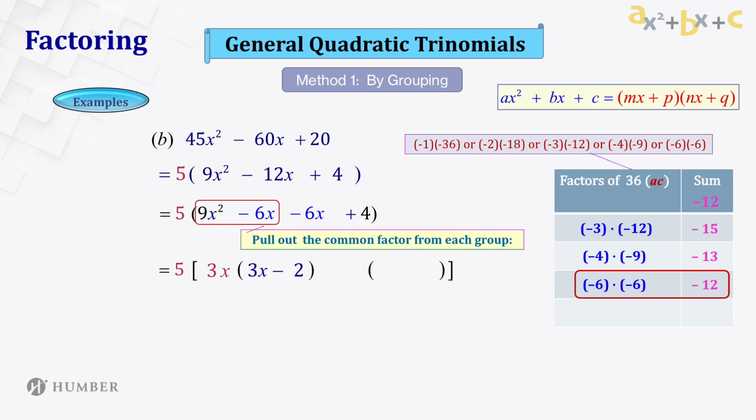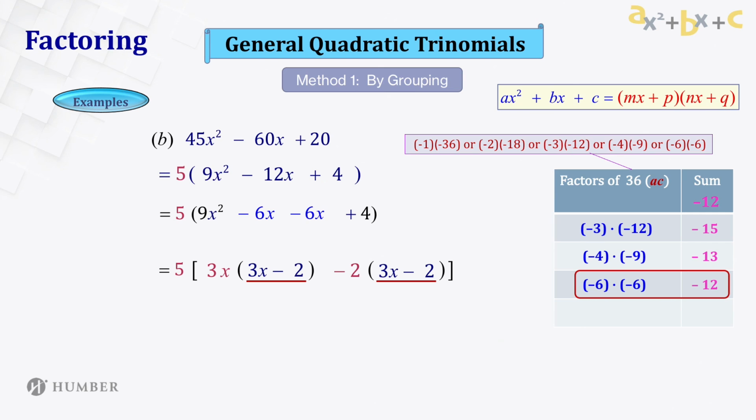Similarly, for the second group, we can see negative 2 as a common factor. Take that from each term. We are left with 3x minus 2 inside the bracket. Now we can see the binomial 3x minus 2 as a common factor for the two groups. So take that common factor 3x minus 2 from each group. We are left with 3x minus 2 inside the bracket.